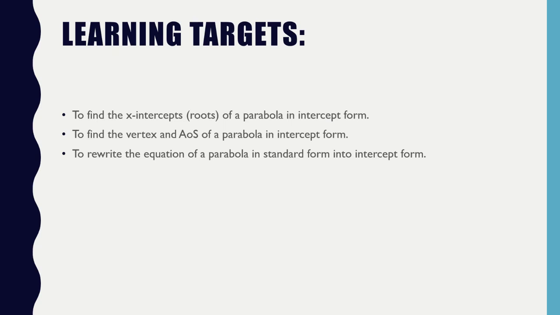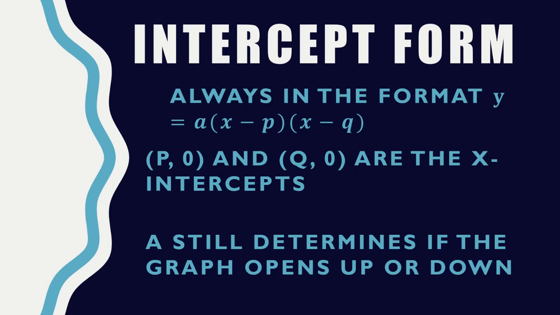And then we're going to look at an equation that's written in standard form, and we're going to rewrite it into intercept form so that we can find all of those things. First thing to know is, what is intercept form? Intercept form is given in the format y equals a times quantity x minus p times quantity x minus q. P and q are numbers, so it might be x minus 5 and x minus 2.